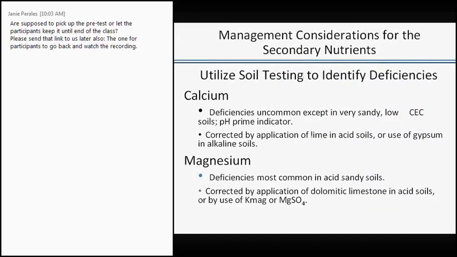So what are some management considerations? Well, again, go back to the soil test to make sure you identify if you've got any potential deficiencies. If you don't, you don't need to be applying them. Every time you apply a nutrient, a source of fertilizer or source of nutrients, make sure you need that nutrient. If you don't need the nutrient, why pay for those things?